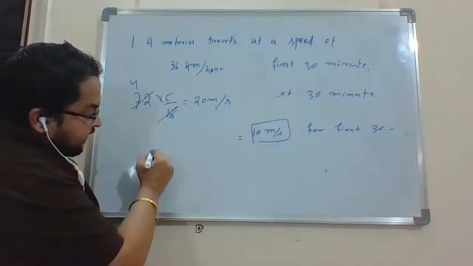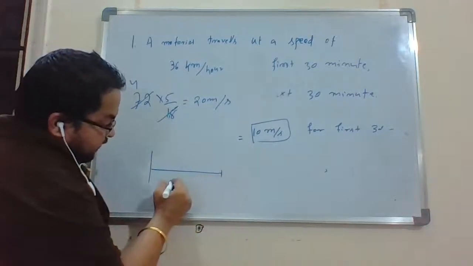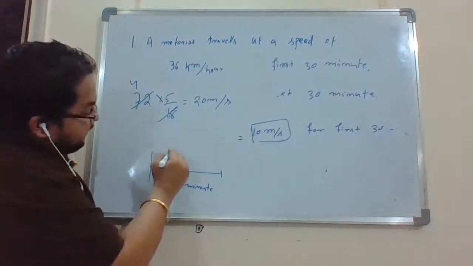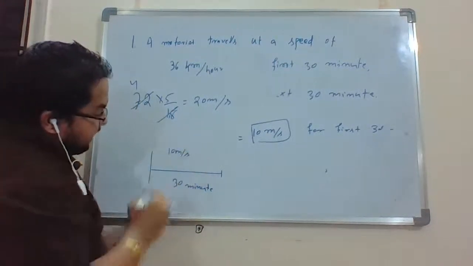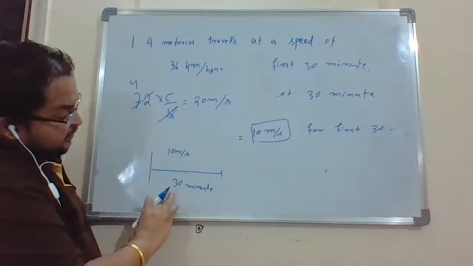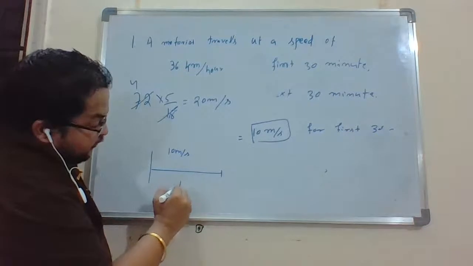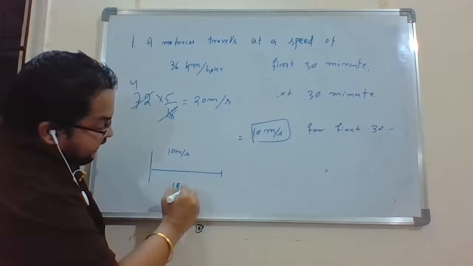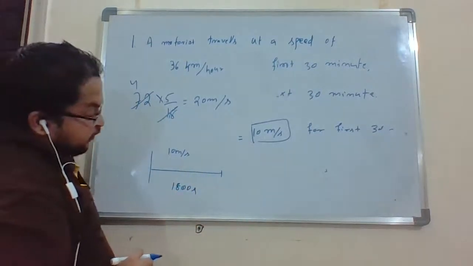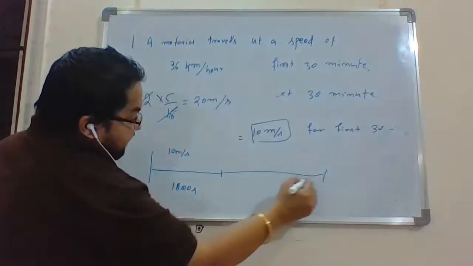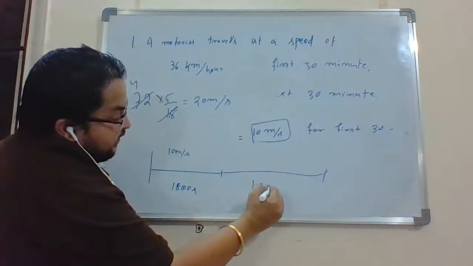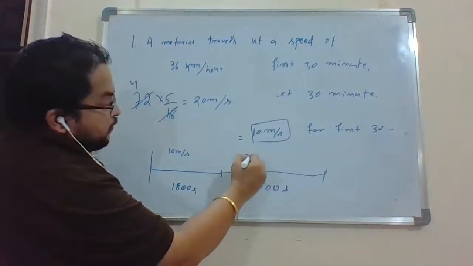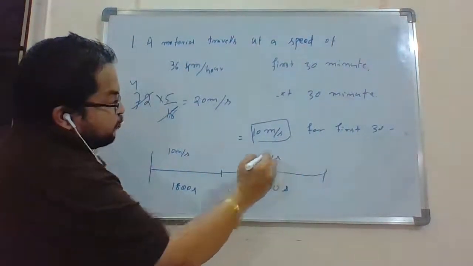So what happened in this entire journey? For the first 30 minutes, the speed is given, that is 10 meters per second. Now let's convert into seconds. So the first 1800 seconds, it traveled at this speed. Next 1800 seconds, it traveled at a speed of 20 meters per second.